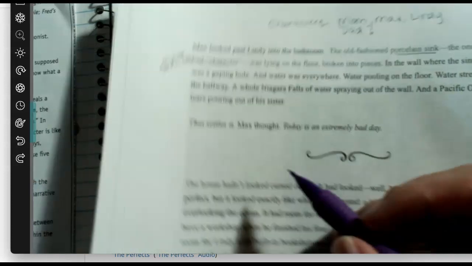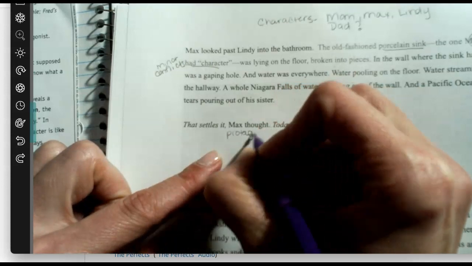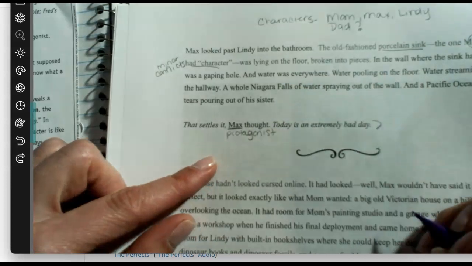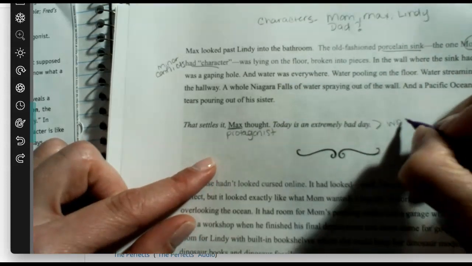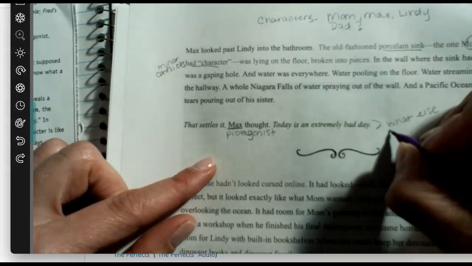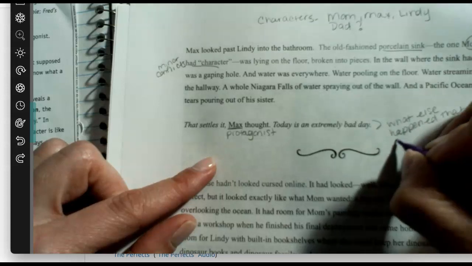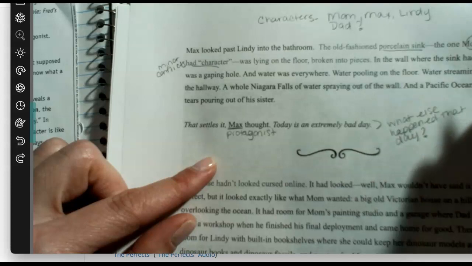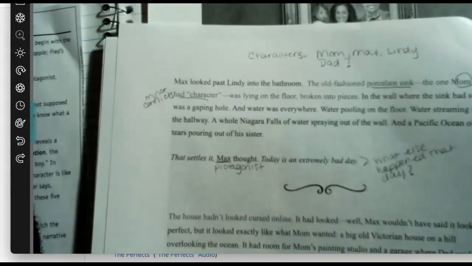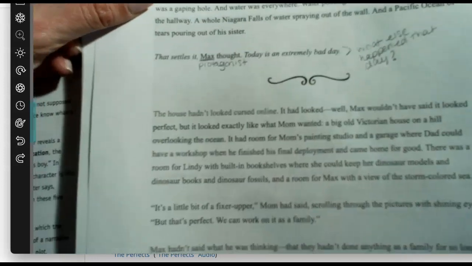And here we get Max's internal thinking. So I'm definitely going to say that he is the protagonist of the story. And he's saying today is an extremely bad day. That settles it because the sink fell off. So I'm wondering here, what else happened that day? All right. So I'm putting my questions, my thoughts, just kind of analyzing as I go through. I think we could read a little bit more here together, and then I'm going to stop reading, and you guys will continue.